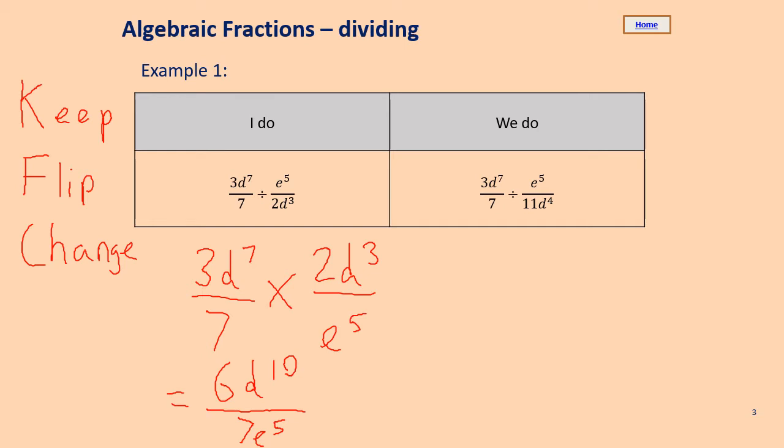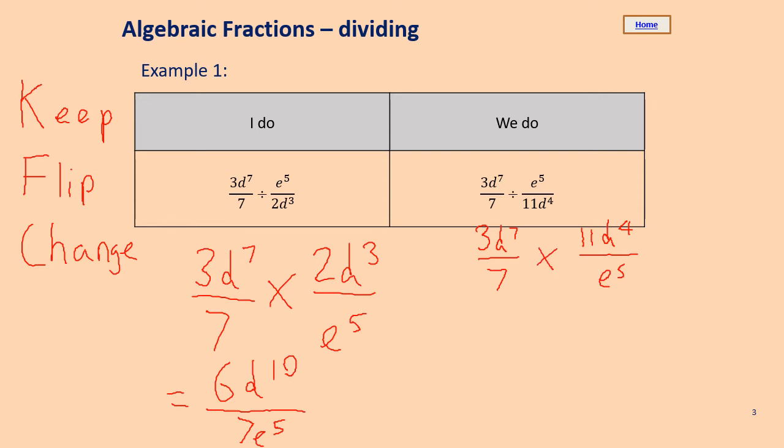Okay, and now for the redo. So remember, first step is to keep, flip, change. Keep the first fraction the same. Flip the second fraction. Change the sign in the middle from divide to multiply.